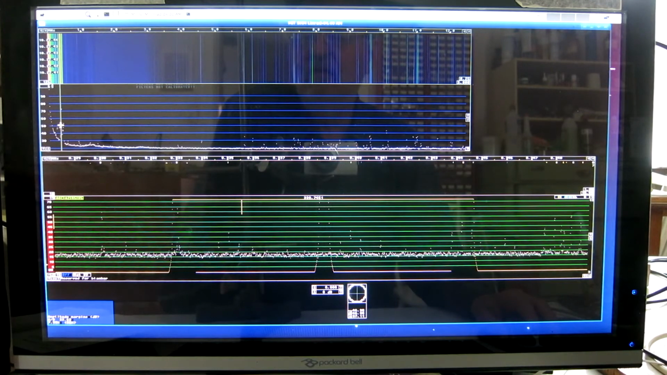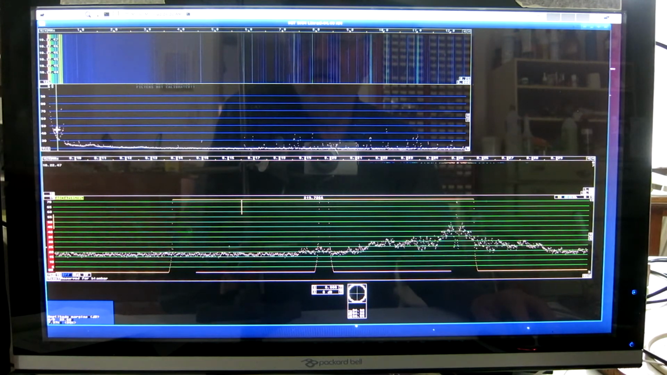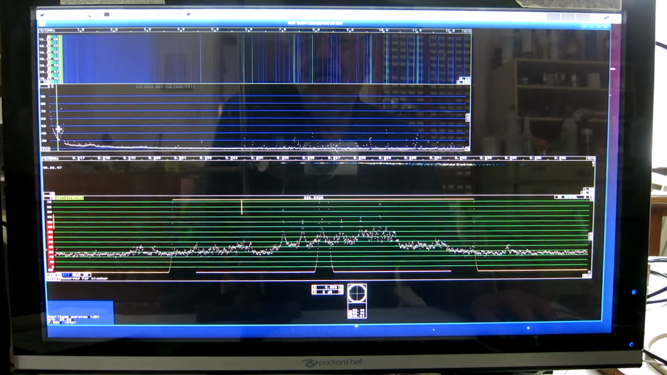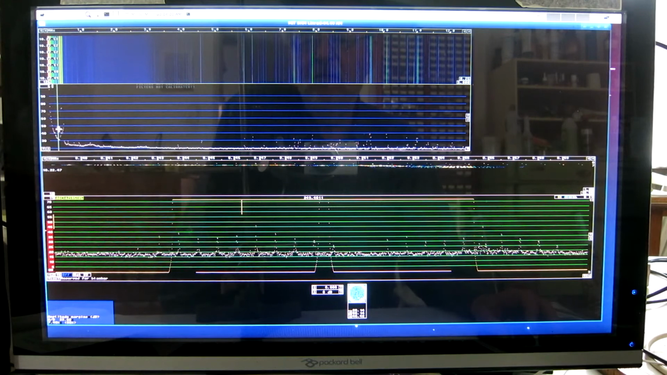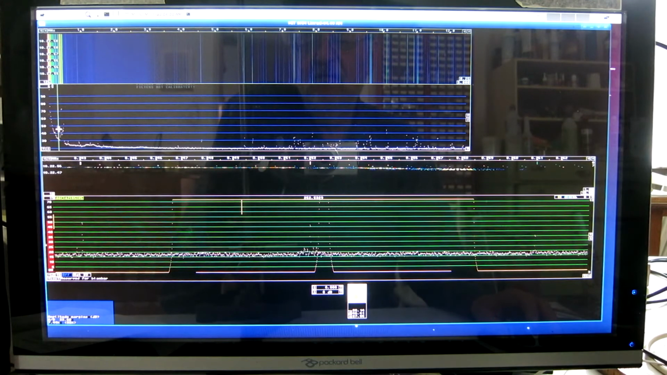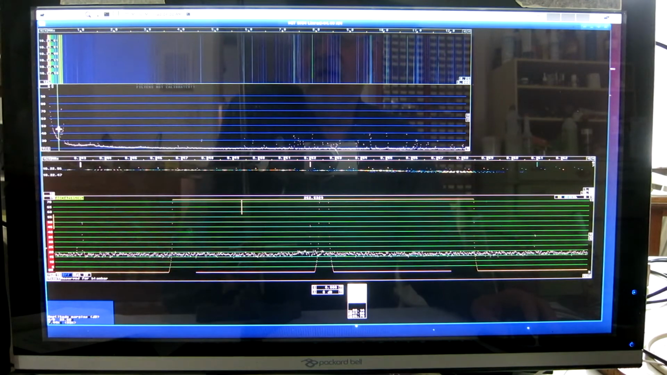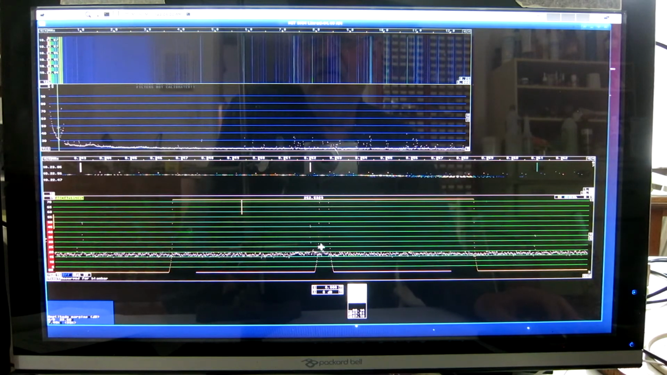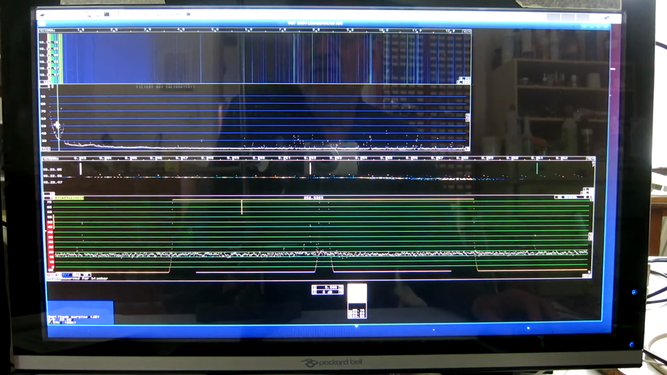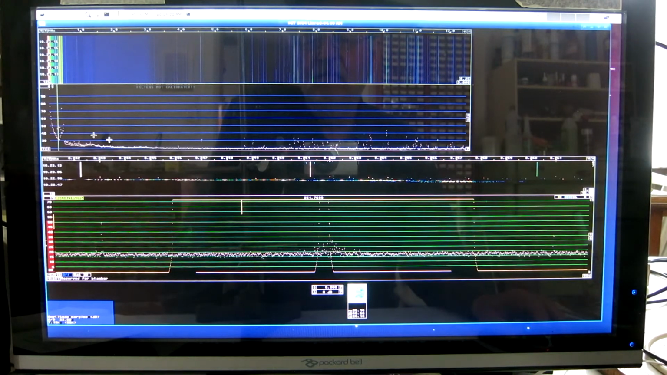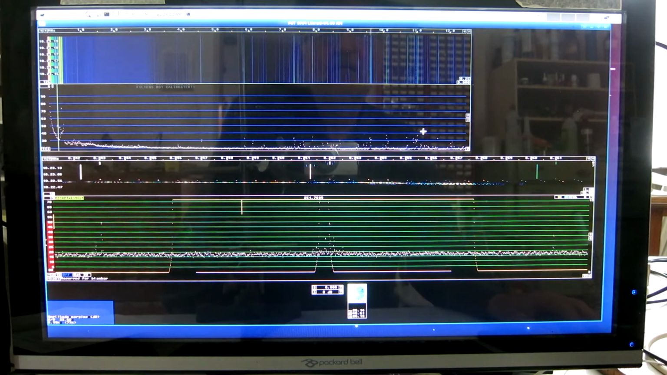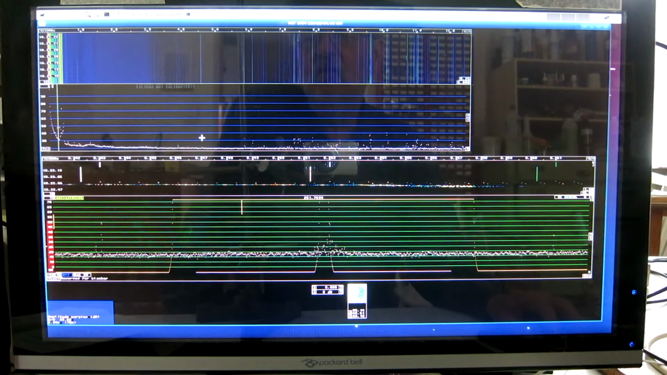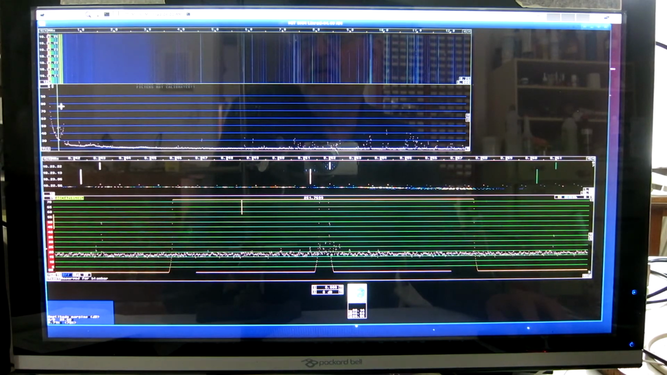BBC is at 252 here. It's very difficult to hear it, even though the noise floor is lifted a little bit, so BBC is weak today. Normally can hear it better. And of course, stronger stations are.